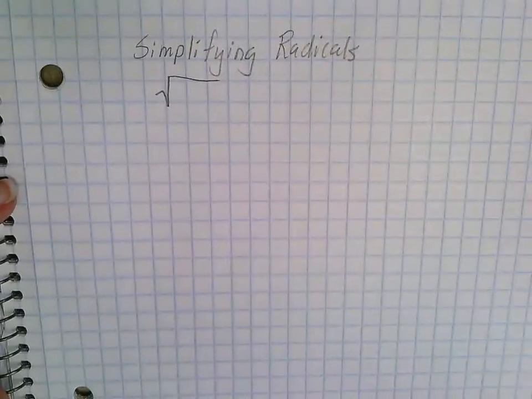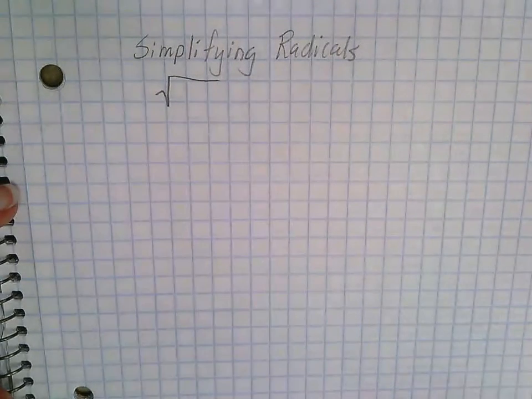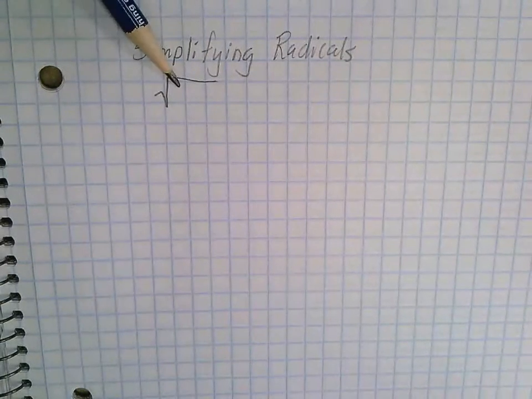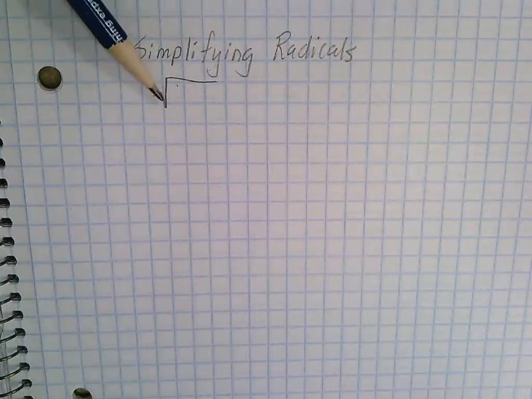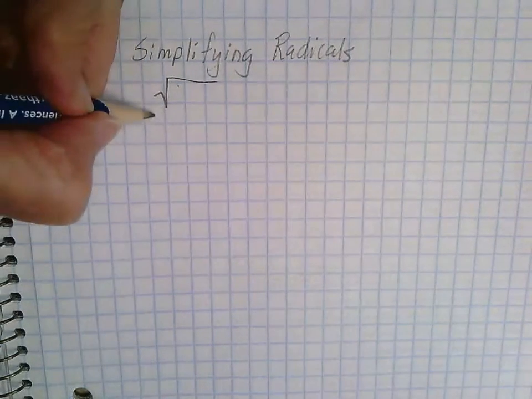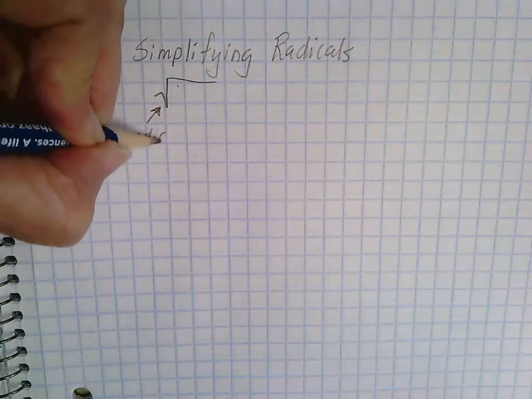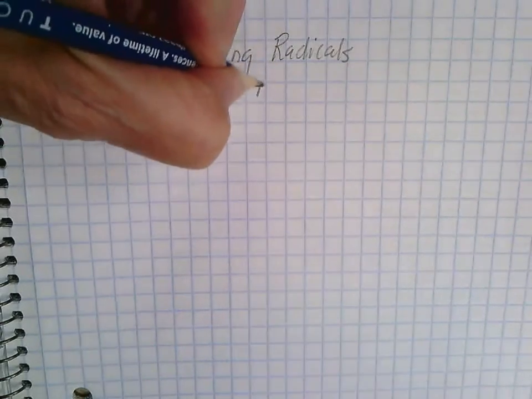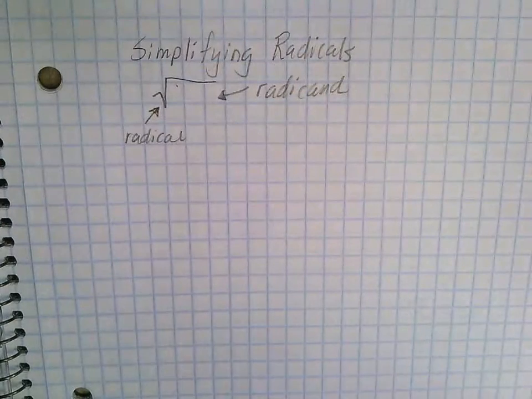This is either a review, a refresher, or new information for you on simplifying radicals. Radicals are numbers that appear with the radical symbol. The radical symbol looks like a division sign with a little upside down check mark next to it. So this part is referred to as the radical. The number underneath is the radicand. This is just some math vocabulary for you.